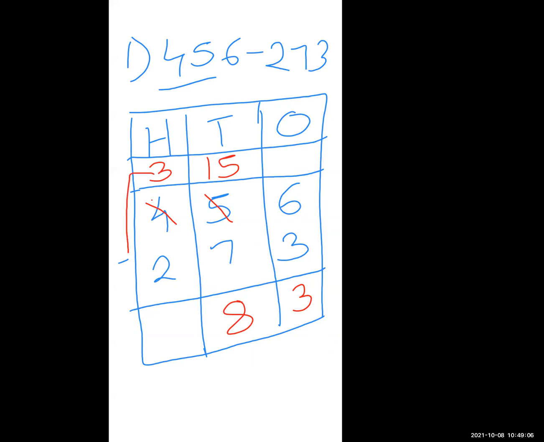So 3 minus 2, how much? 1. 3 minus 2 is equal to 1. So what answer are we getting over here? 456 minus 273 is equal to 183. Okay, so everyone write it down in your maths notebook.